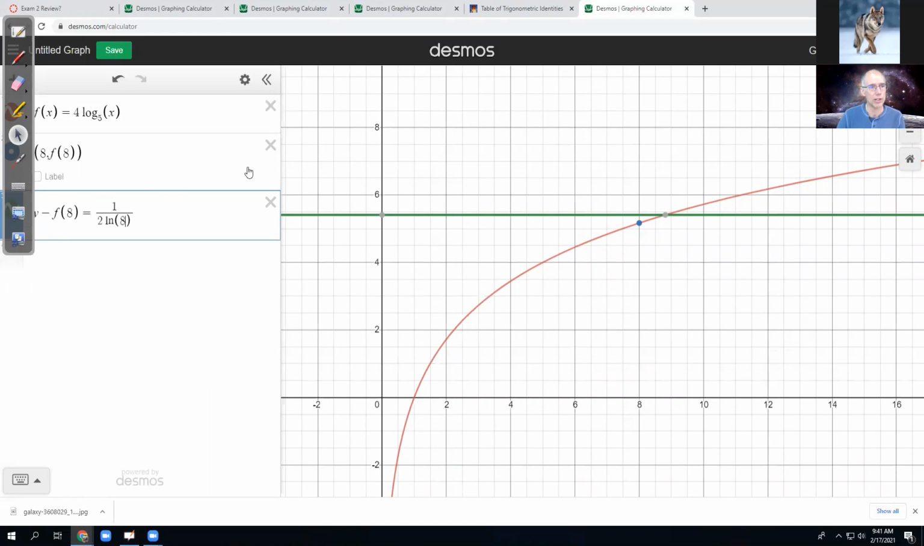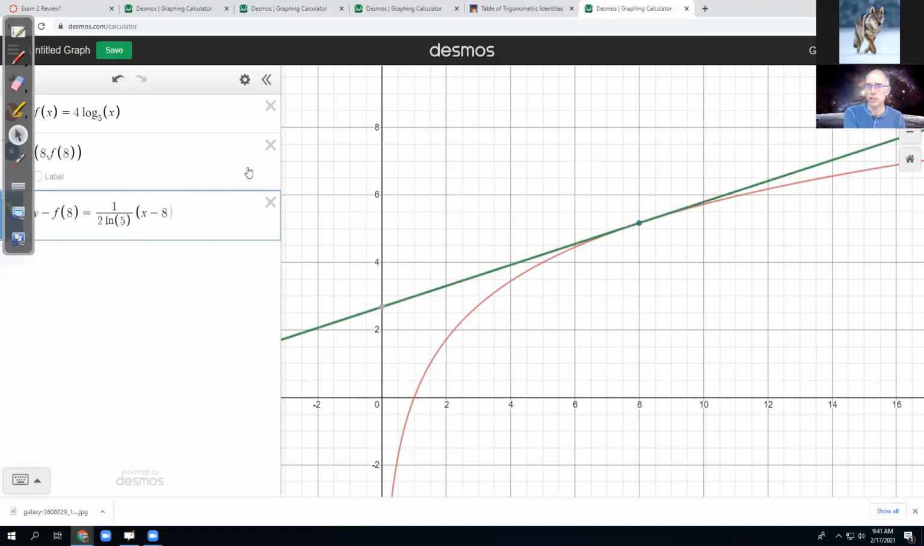Oh, no, that's a 5 down there. So that was my slope times x minus 8. Yeah, that looks nice. We nailed that tangent line. So point slope formula is pretty handy in checking your work to see if you did do something right.